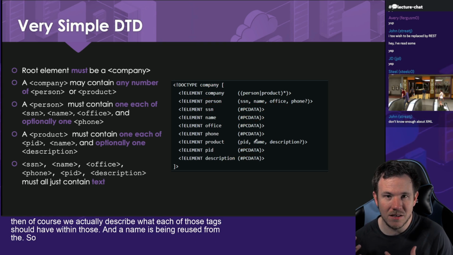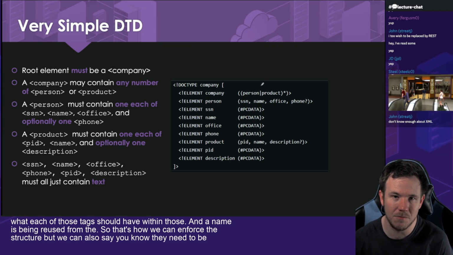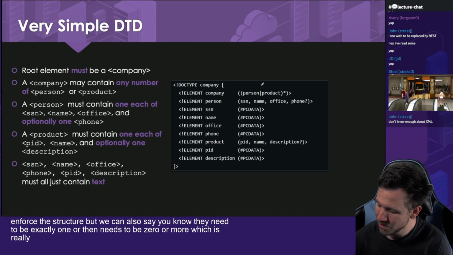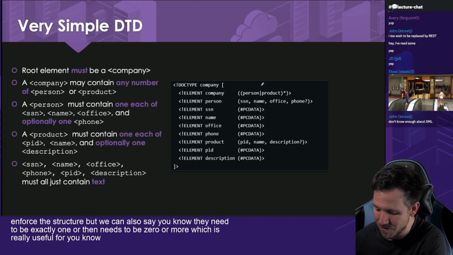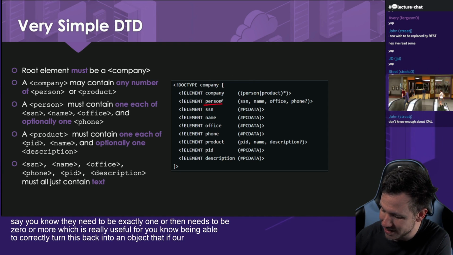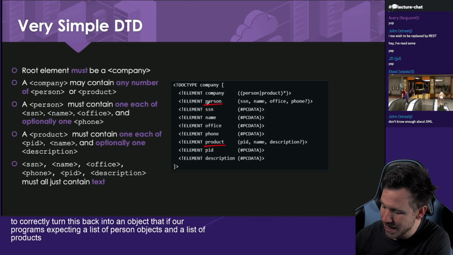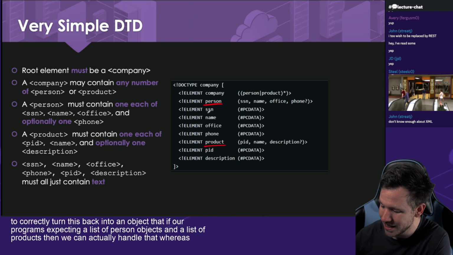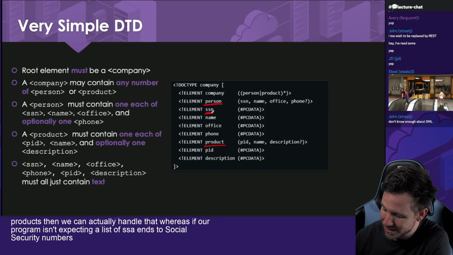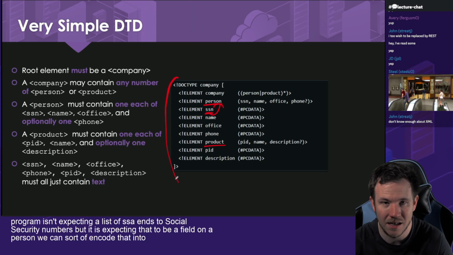So that's how we can enforce a structure, but we can also say there needs to be exactly 1, or there needs to be 0 or more, which is really useful for being able to correctly turn this back into an object. If our program's expecting a list of person objects and a list of products, then we can actually handle that. Whereas if our program isn't expecting a list of SSNs, social security numbers, but it is expecting that to be a field on a person, we can encode that into our DTD.